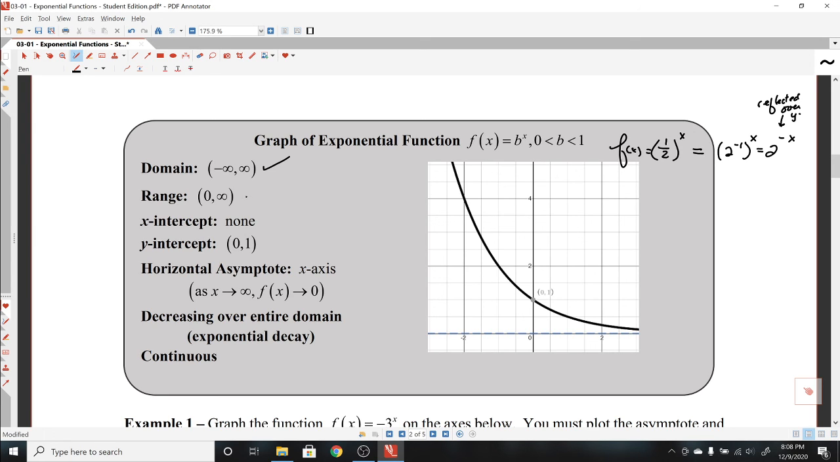So our domain is all reals. The range is still going to be all positive numbers. It'll still never hit the x-axis. The y-intercept is still 1.